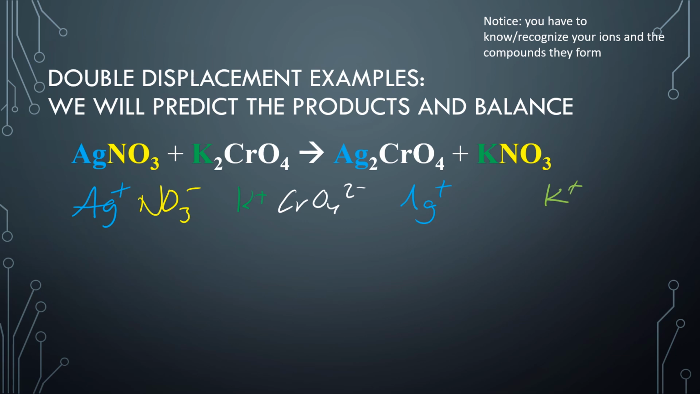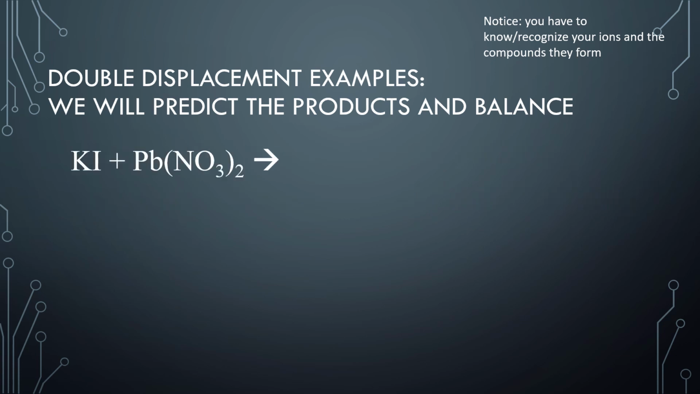So Ag now gets the CrO4 2 minus, while NO3 goes with the K plus. And then you make the products and then you balance. Step 1, 2, 3, and 4. Okay, let's try it here.